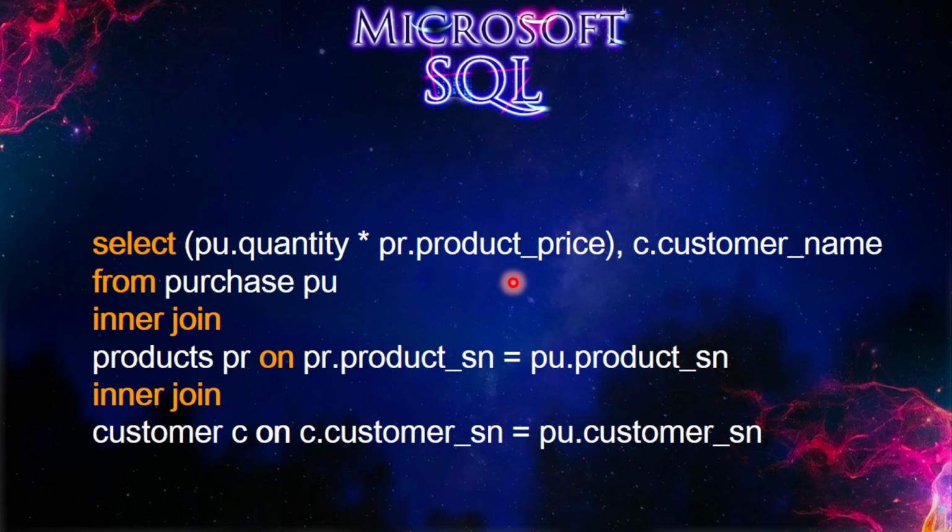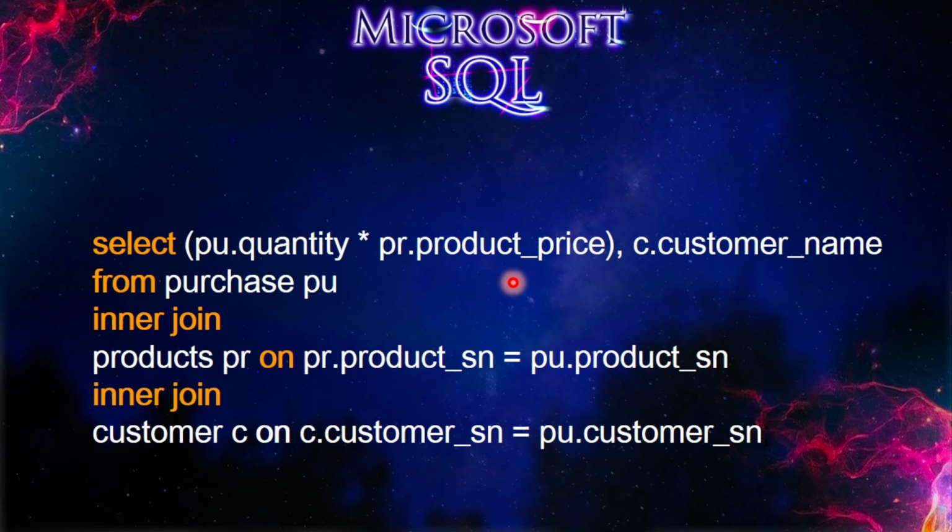From purchase PU, inner join, we're joining multiple tables that have primary and foreign keys. Inner join products PR on pr.productsn is equal to purchase.productsn. So the product serial number in the products should match the product serial number in the purchase, which makes sense, so that we would get the correct item. Inner join customer C on c.customer serial number equal purchase.customer serial number. And this is how we can get the customer name from another table and the total purchase that has been made.